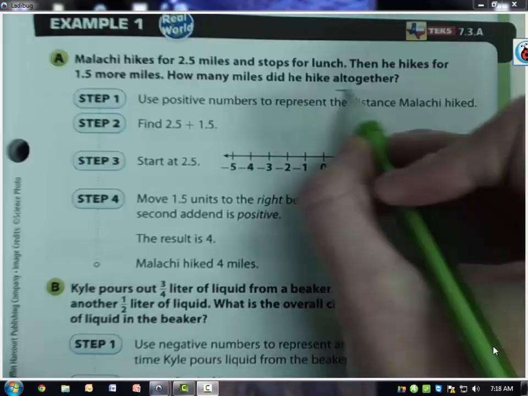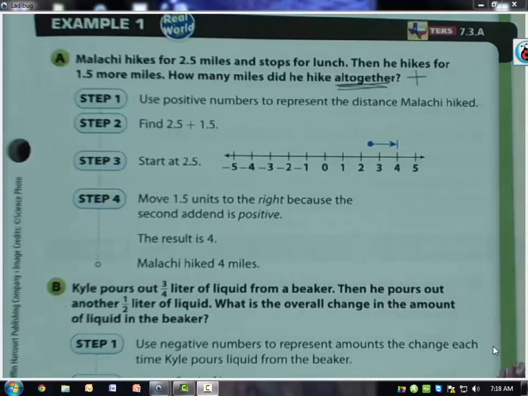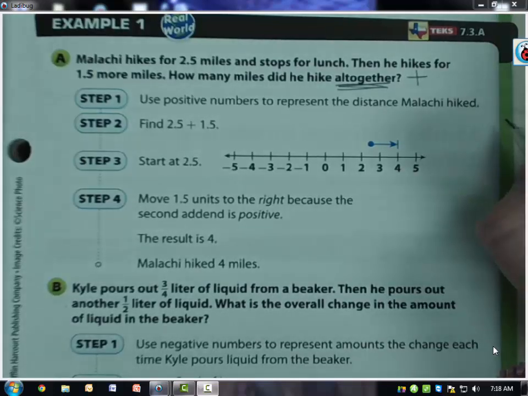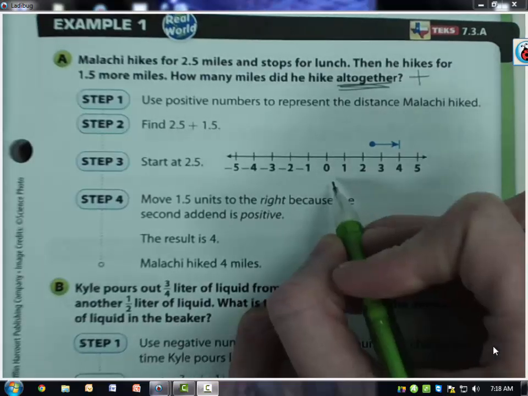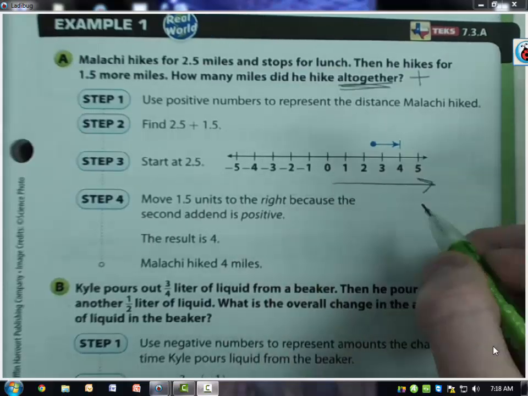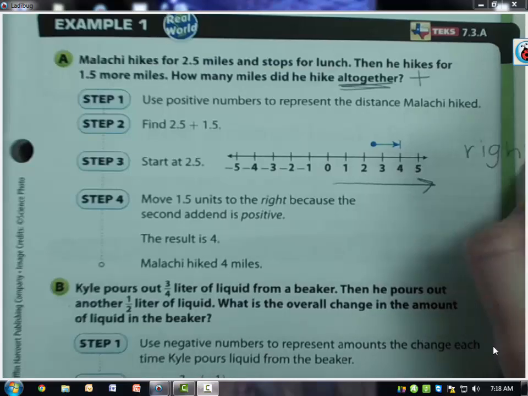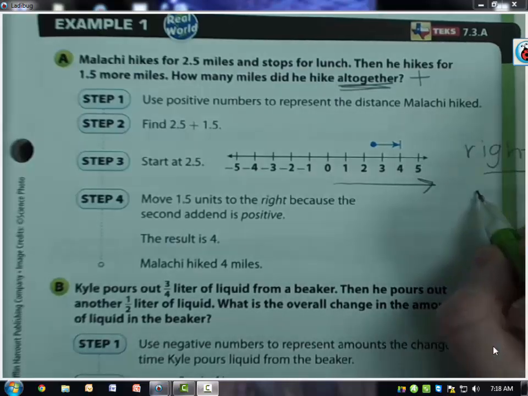So we have keywords. All together, we know we're going to be adding. So the whole objective of this lesson is we are going to be adding rational numbers with the same sign, and we're going to be using number lines. First of all, when we're adding, which way do we go in the number line? Very good. We always go to the right if we are working with positives or if we're adding. We always go to the left this way from 0.